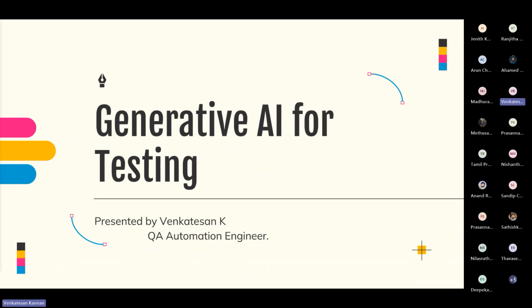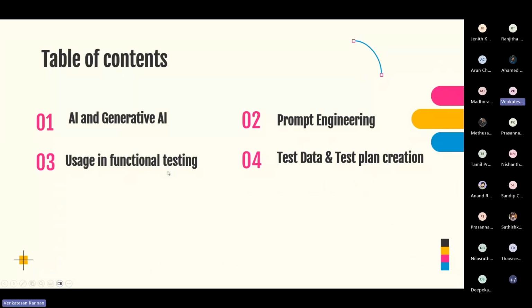Yeah, sure. Thank you. Today we are going to walk through the following contents, maybe an itinerary of things we are going to see today. One is AI: what is AI, and what is generative AI. There is a slight difference between AI and generative AI. And when it comes to Gen AI, one of the important things we have to know is prompt engineering. What is a prompt, and how we can use effective prompts in day-to-day activities to get effective results.